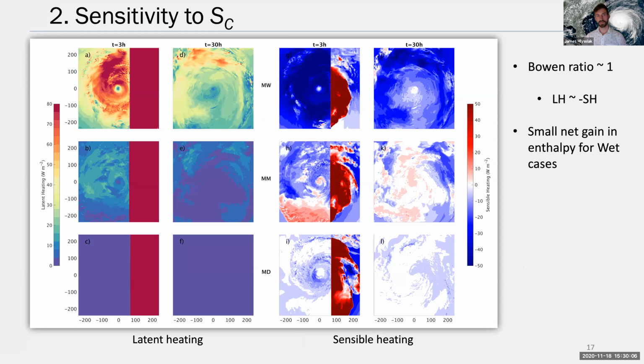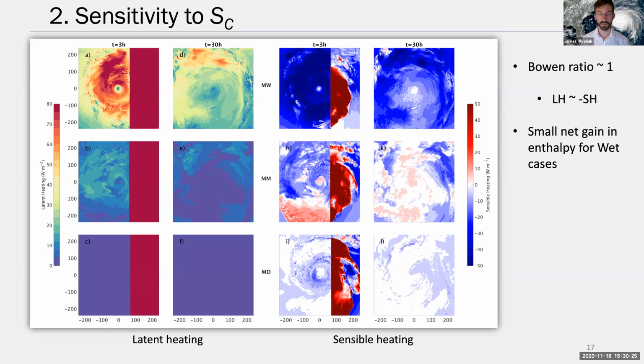So I wanted to understand why we saw such a little sensitivity to soil moisture. I expected maybe the wet cases would produce a brown ocean effect and favor a slower decay rate. However, we see that the sensitivity within 12 hours was pretty small.